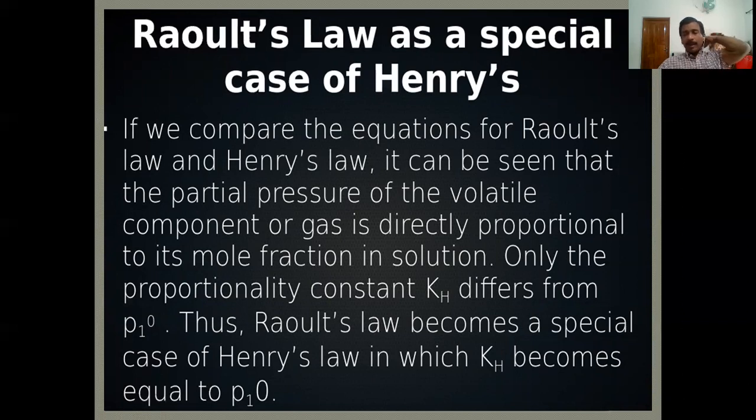In Henry's law, a gas is dissolved in liquid. Instead of a gas, what happens when a volatile liquid dissolves in liquid? Then partial pressure is replaced by partial vapor pressure. That is the only difference. Partial vapor pressure P1 is equal to P1 0 into X1. If you write these two equations very close to each other, you will understand it properly.